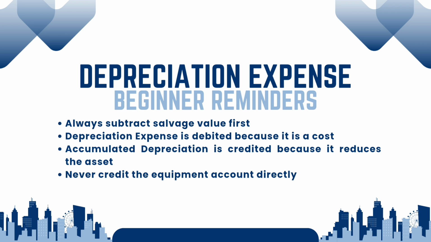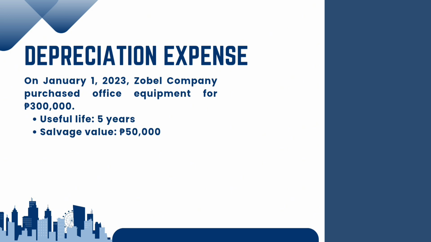Always subtract salvage value first. Depreciation expense is debited because it is a cost. Accumulated depreciation is credited because it reduces the asset, and never credit the equipment account directly. Now we move on to depreciation expense.